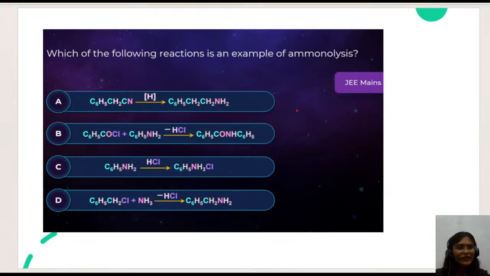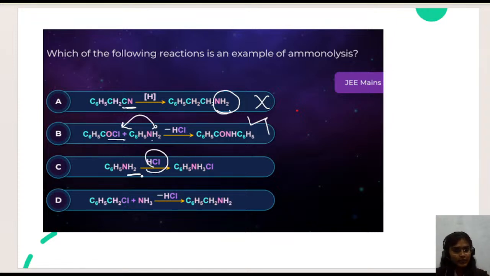Let's see how. In the first one, it's a cyanide group and it becomes NH2. It's not addition of ammonia, right? It's wrong. And in this case, there's a formation of amide, so it's wrong again. And then with HCl, an amine is already present, and it's not ammonia. So look at this, clear cut: addition of ammonia, ammonolysis. Ammonia is adding, and that's why this is the correct answer.